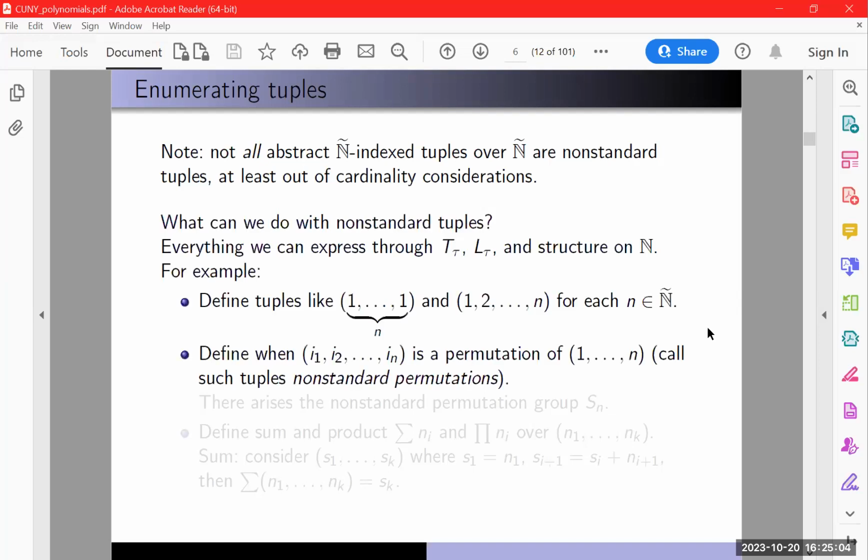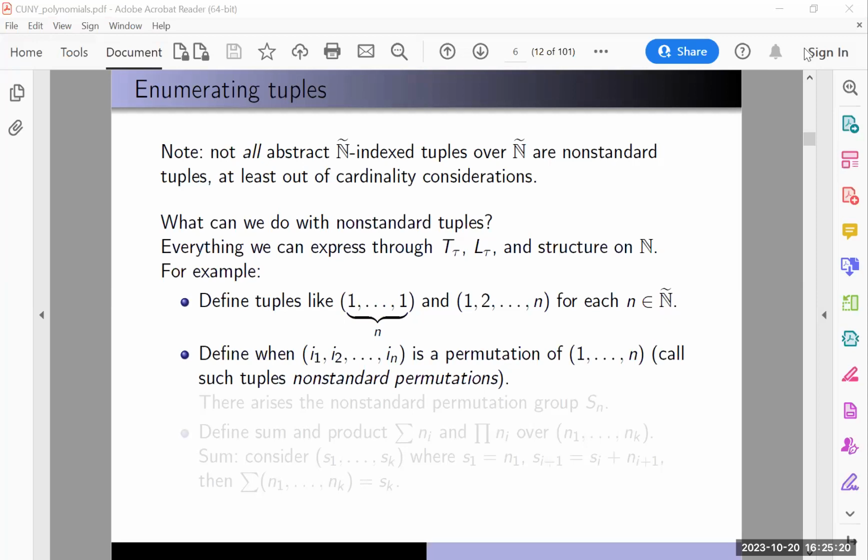Right. So even though this object is kind of mysterious, like for one thing, again, in N tilde there is no actual way to compute operations, nevertheless, we can look at what sort of things we can get here. For example, we can write a sentence: for every n, there is a tuple whose every component is 1. So now we have a tuple of length n whose every component is 1. So now we have this constant tuple of 1s.